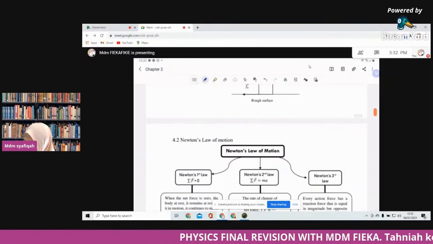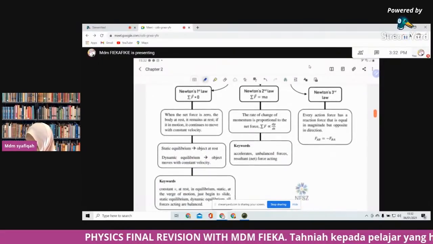Ni boleh lah nanti saya ni gerak-gerak. Okay.